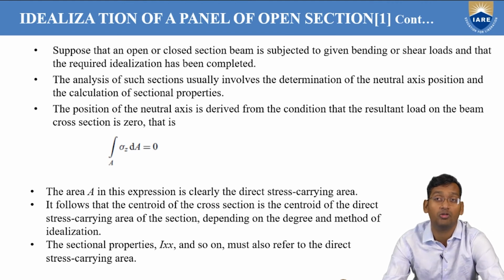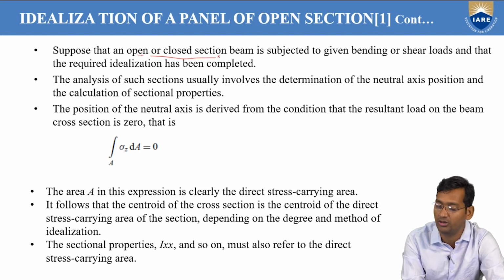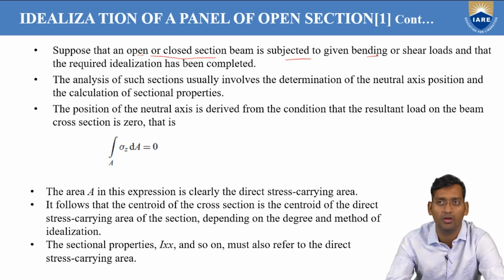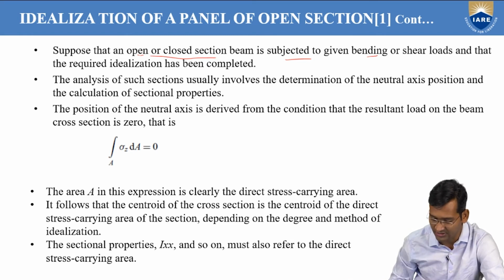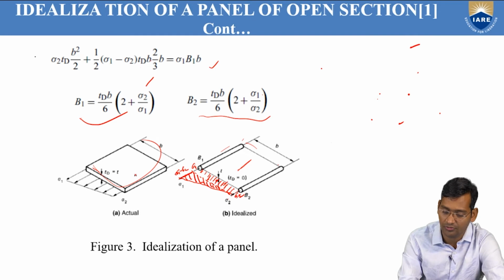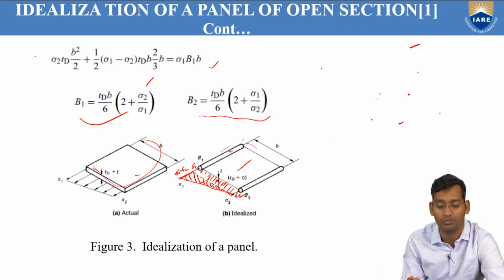Now, suppose that an open or closed section beam is subjected to given bending or shear load and that the required idealization has been completed. So after that, what? For any open or closed beam subjected to given bending or shear, after the required idealization has been completed, whatever the requirement of idealization is, that is completed. So after idealizing, what will be the next step to solve?